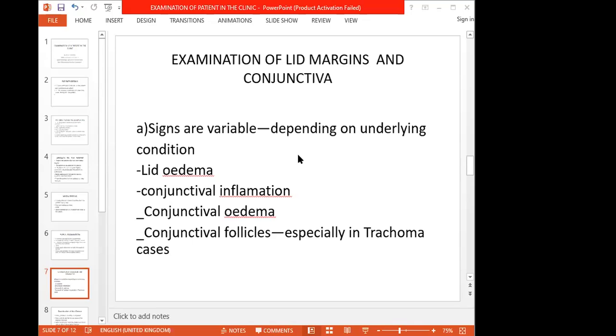Signs are variable depending on the underlying condition. If there is lid edema, obviously you will see that the lids are a bit swollen. Conjunctival inflammation: the conjunctiva is inflamed, especially in the fornix. If you retract the lower lid, you will see that the fornix is more inflamed, because if this patient, for example, has an infection, bacterial conjunctivitis, it is more pronounced in the fornix.